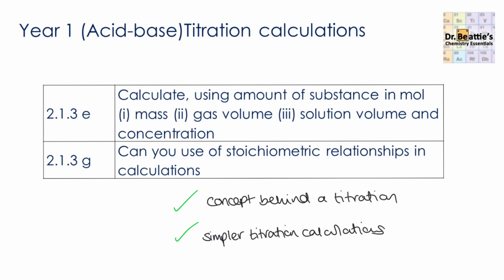In this video, we're going to be looking at Year 1 acid-base titrations using a known solution to work out an unknown solution. This video involves looking at simpler titration calculations, so those that don't include having to read the level on a burette or work out the mean titre values from concordant results. That will come in the following video.